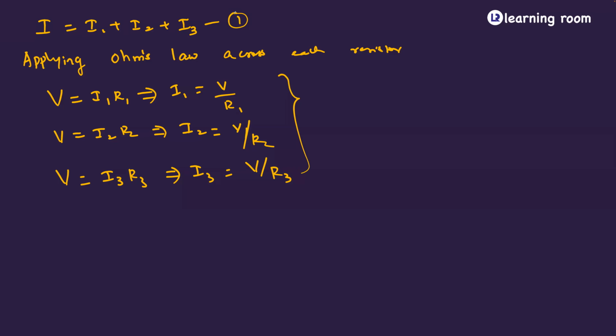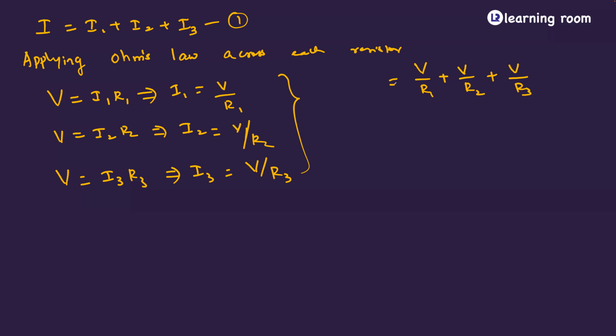What is the right hand side? It is V divided by R1 plus V divided by R2 plus V divided by R3. Am I right? So I'll take these three values, substitute it here. This is what we are going to get on the right hand side. But what about the left hand side?